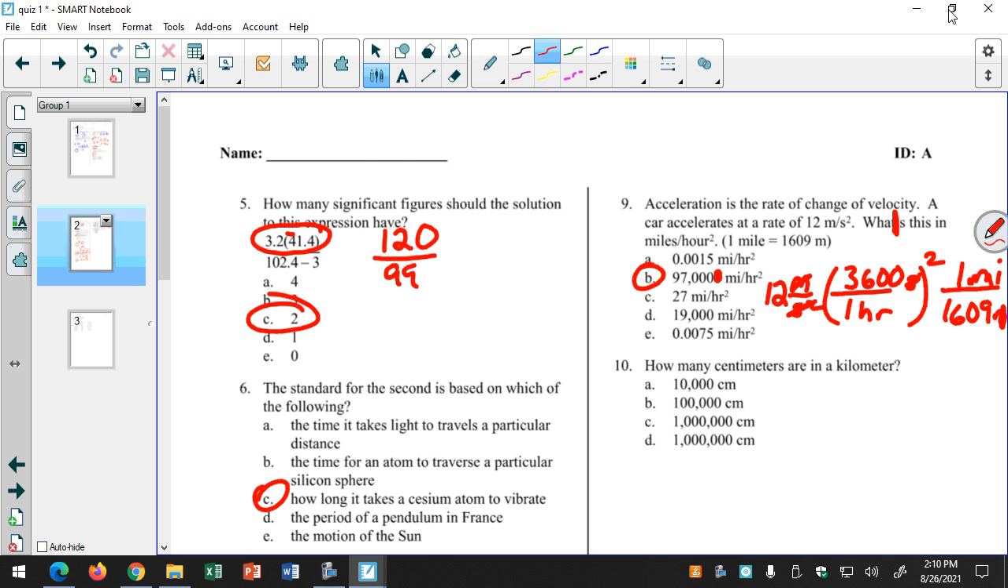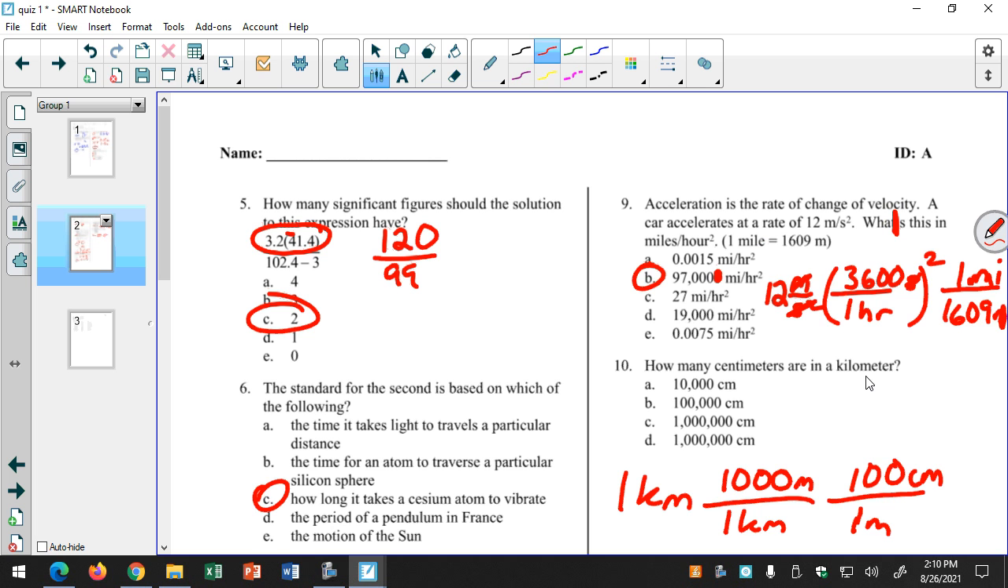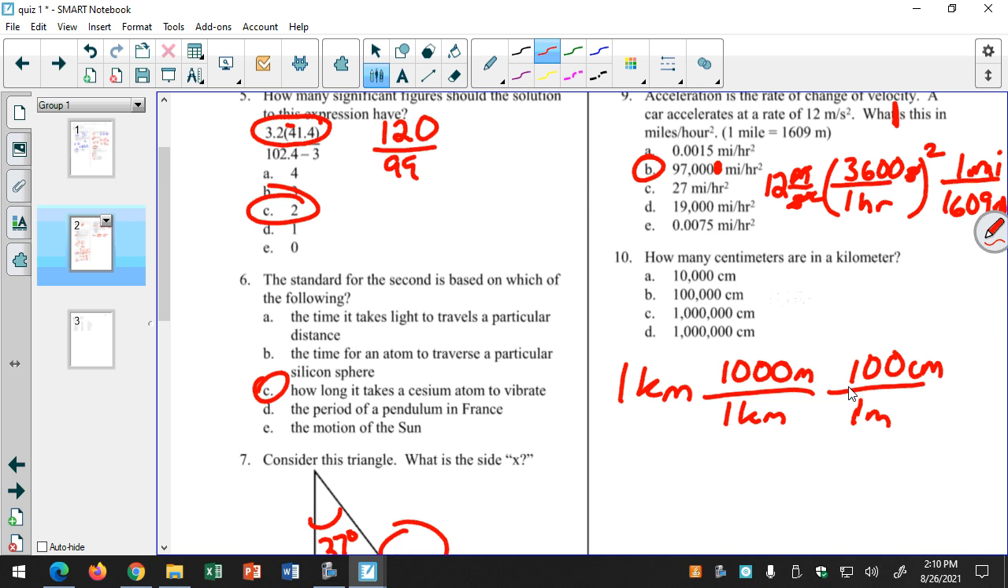And then how many centimeters in a kilometer? 1 kilometer times, I want to convert this into centimeters. In 1 kilometer, there are 1,000 meters. In 1 meter, there are 100 centimeters. Or you could say in 1 centimeter, there are 10 to the minus 2 meters. And that's 1, 2, 3, 4, 5 zeros. That's 100,000. I just counted the zeros to figure out what that product is.